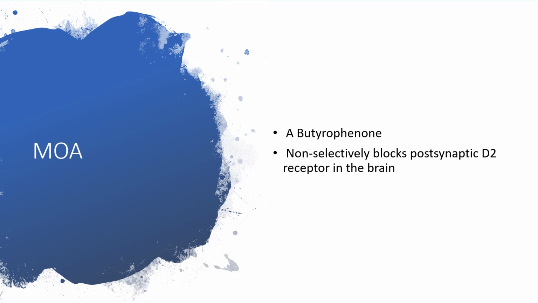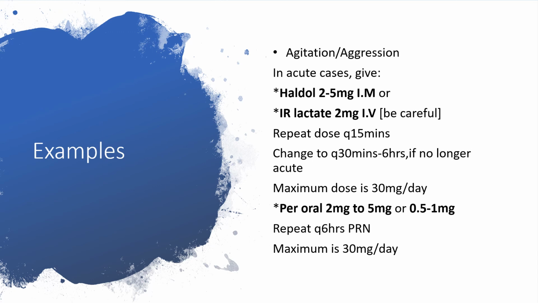Mechanism of action. This is a butyrophenone. It will selectively block postsynaptic D2 receptor in the brain. Examples of situations when and where we can use haloperidol are the following.